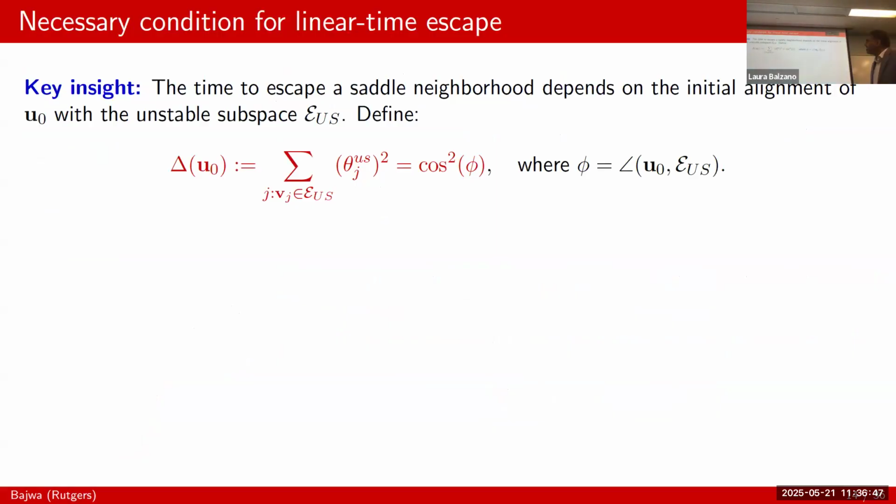So the whole thing we care about is that we can answer the question in terms of the angle that your U0 makes with the unstable subspace. And that angle is given simply by the coefficients when I expand it in terms of the unstable subspace, the coefficients associated with the eigenvectors of my unstable subspace squared, which is simply the cosine square of the angle. So as I said earlier, if this cosine square of phi is 0, you are perfectly orthogonal to your unstable subspace. You are not going to escape.